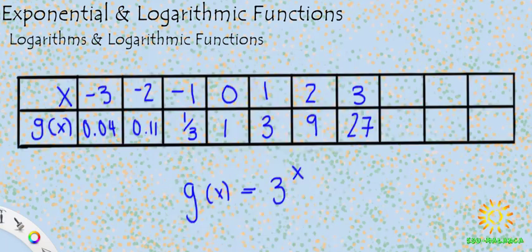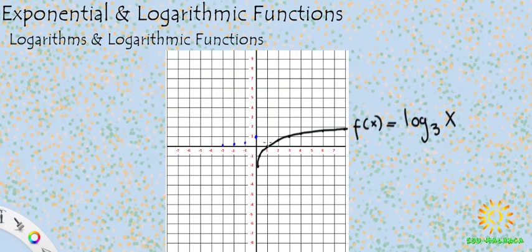Let's move to the positive values now. When x is 1, y is 3, and when x is 2, y is 9. Let's draw that. When x is 1, y is equal to 3, and when x is 2, y is equal to 9. This will again be the last value we can plot, and this is the graph of g of x is equal to 3 to the power of x.